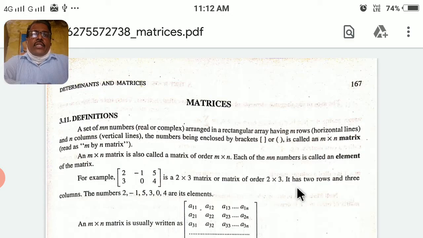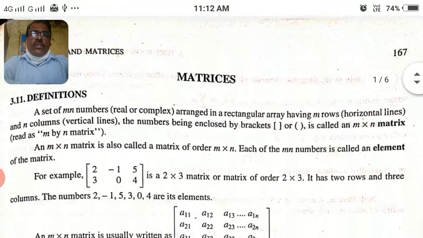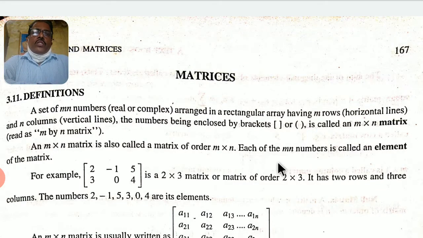So today we know what a matrix is. A matrix is an arrangement of numbers in the form of rows and columns. If a matrix contains m rows and n columns, then this matrix is known as an m cross n matrix, or we can say that the matrix is of order m cross n.